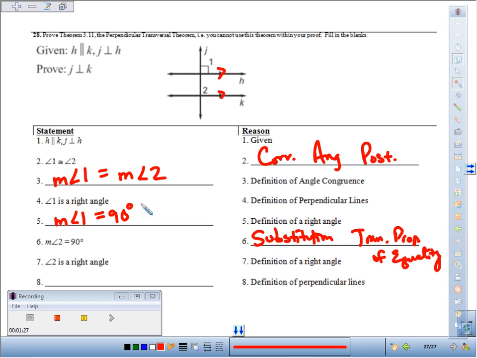Jumping to our last one, because we know that the measure of angle 2 is 90 degrees, we can say it's a right angle. But then we also know that angle 2 is going to be a 90 degree, a right angle. So by definition, we can say that J is perpendicular to K, because by the definition of perpendicular lines, angle 2 is a right angle. By definition, it's a perpendicular line. Therefore, we've shown that line J is perpendicular to line K.